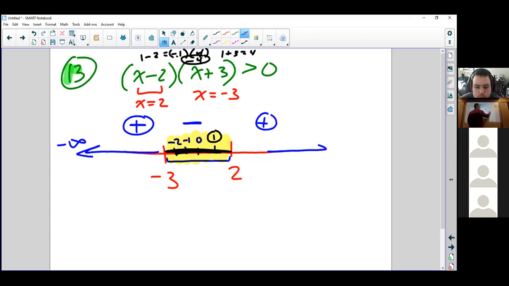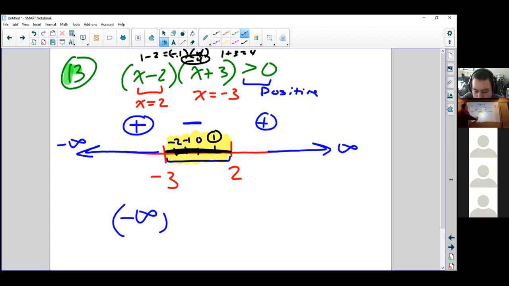If I continue to go this way forever, I get to positive infinity. So we want to list where our value is greater than 0, which is positive, as interval notation. So I'm going to say from negative infinity to negative 3, round bracket, because I don't have an equal sign. There's not an equal sign here. It's just one inequality. And then from 2 to infinity.